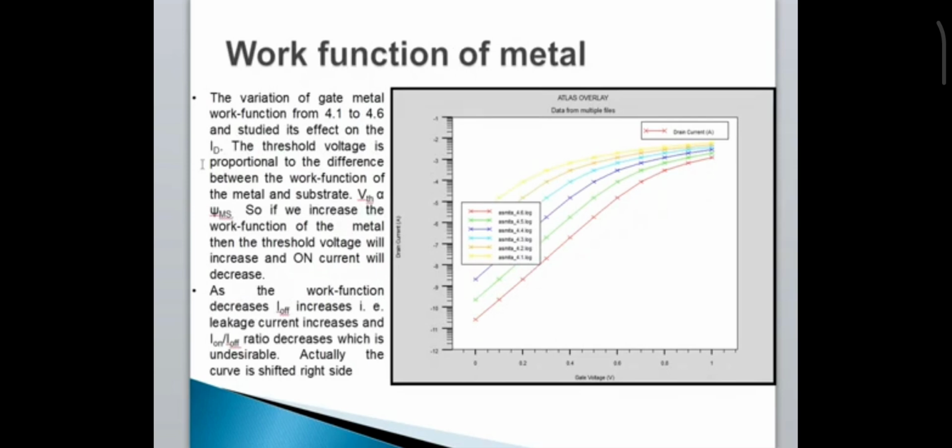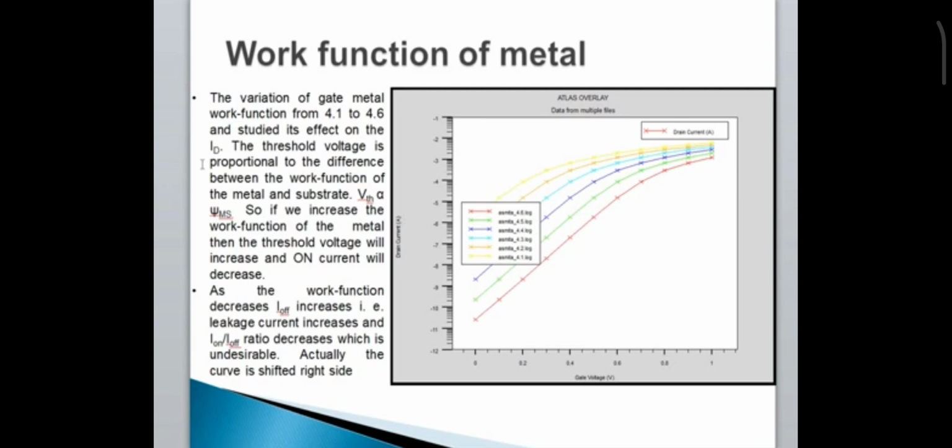Next one is the gate work function. This is the graph showing the impact of variation of gate metal work function on drain current. In this, the gate metal work function is varied from 4.1 electron volt to 4.6 electron volt. The threshold voltage is directly related to the difference between the work function of metal and substrate. So if we increase the work function of the metal electrode more than the substrate work function, then the threshold voltage will increase and the on current will slightly decrease, as shown in the figure.